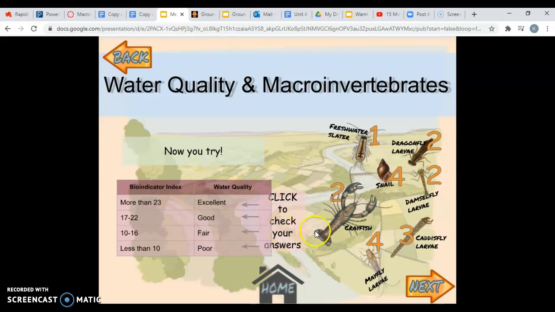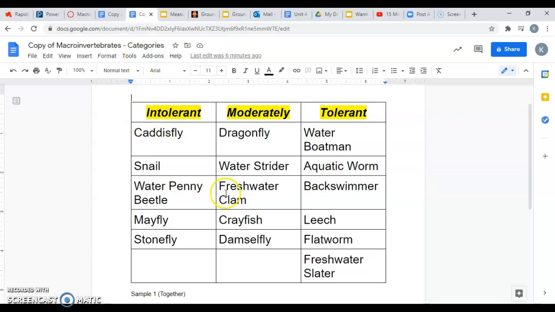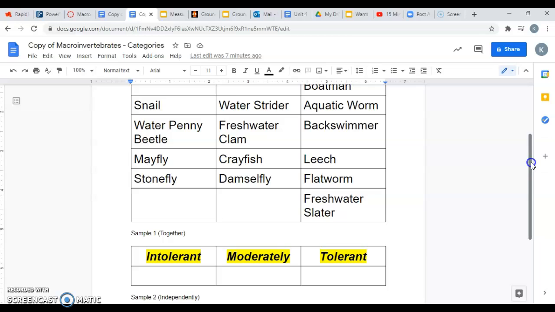Okay, so let's go ahead and start. I always start at the top and classify my organisms. My first one is a freshwater slater. So I'm going to go to my chart and find my freshwater slater, and he is right here in the tolerant organisms. So I'm just going to come down to this sample, so I know it's sample 1, and I'm going to put a tally in here for 1. So I have 1 freshwater slater and he is in the tolerant category.